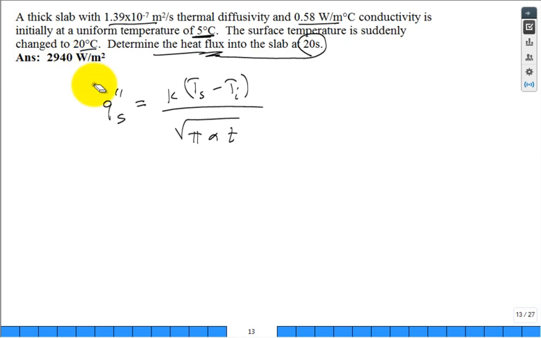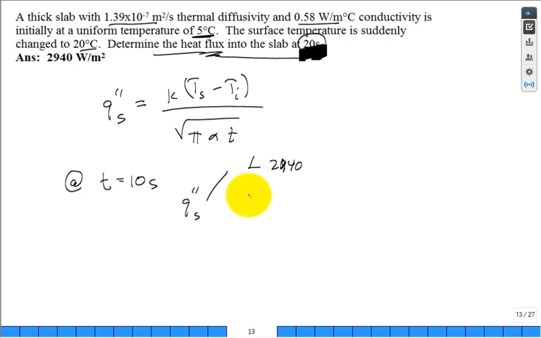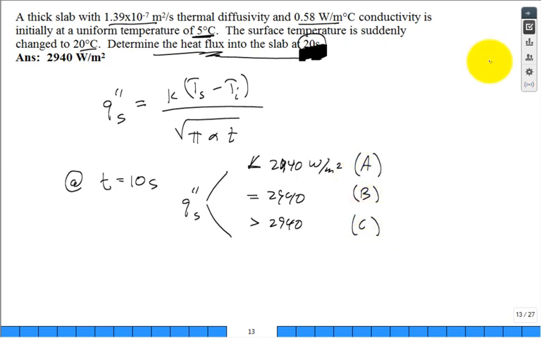So we pick up that it's around 2940 watts per meter squared. That's at a time of 20 seconds, isn't it? Let me ask you this. At a time of 10 seconds, is the q double prime at the surface going to be less than 2940, equal to 2940, or greater than 2940, all having units of watts per meter squared? So, answer A, B, or C.